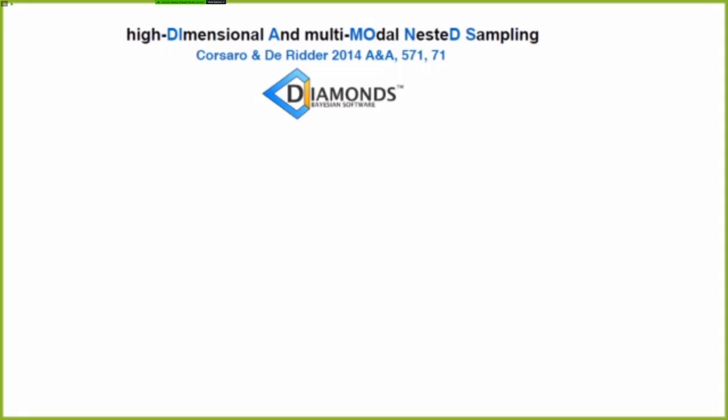Today I'm gonna tell you about the Diamonds software, which is a Bayesian software, and Diamonds stands for high dimensional and multi-modal nested sampling. It was published for the first time in Astronomy and Astrophysics in 2014 by Enrico Corsaro and Joris De Ridder from Leuven University. Diamonds is a C++11 code implementing nested sampling.